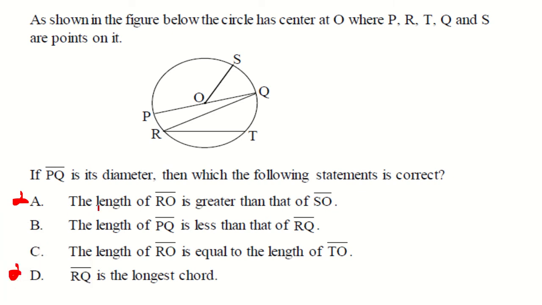Okay, let's continue. The length PQ is less than RQ. PQ is the diameter, meaning the longest one. So this is also wrong. Obviously the answer will be C. Let's check. The length RO is equal to TO. Yes. RO means radius, TO also radius. Both of them are equal. True.